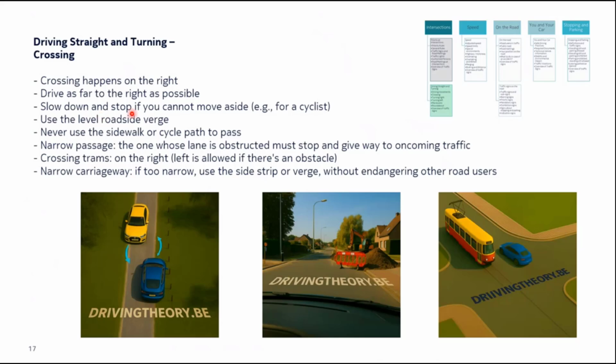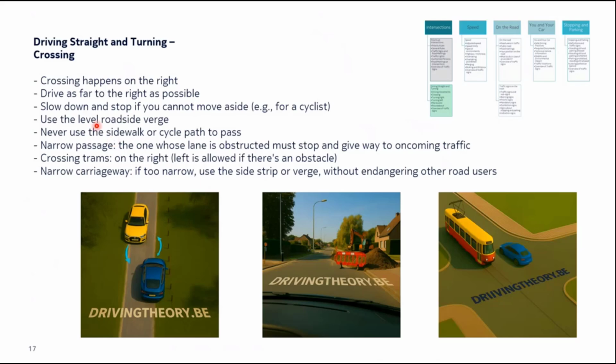Okay, slow down and stop if you cannot move aside. For example, if instead of this yellow car there was a cyclist and you had to give place for the cyclist, slow down and, if needed, you should stop and give way.